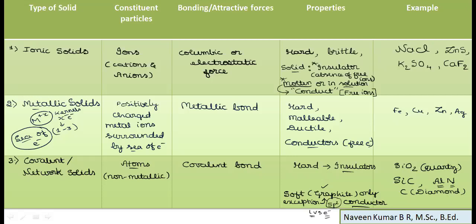Nitrogen is a non-metal, but aluminium is a metal, yet it acts as a covalent solid. And the major allotropic form of carbon is graphite. So all these are covalently bonded examples. Not only this, you can take any suitable example where the non-metallic atoms act as constituent particles. An exception you can take is aluminium nitride.